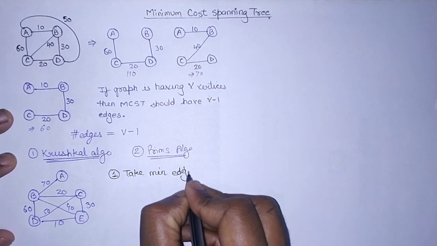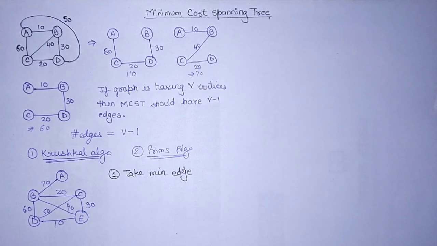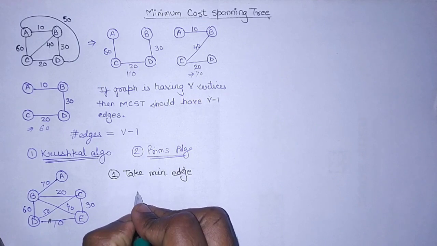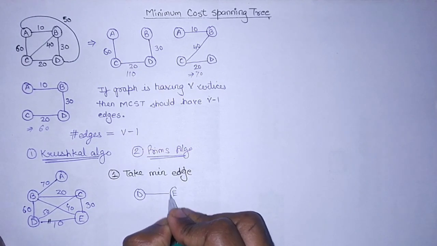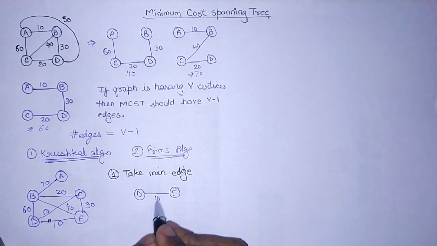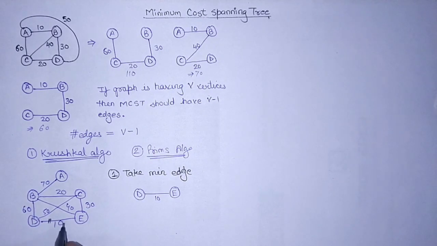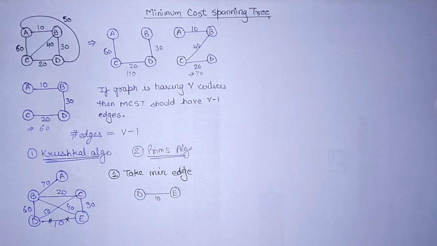So we'll be taking the minimum edge. Which edge is minimum? This one is the minimum edge, that is D to E. So I am taking the edge D to E. So I took one minimum. As I took this minimum, we will not consider it again because it has already been taken.